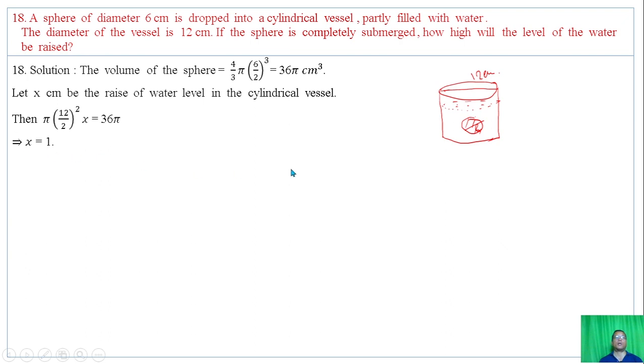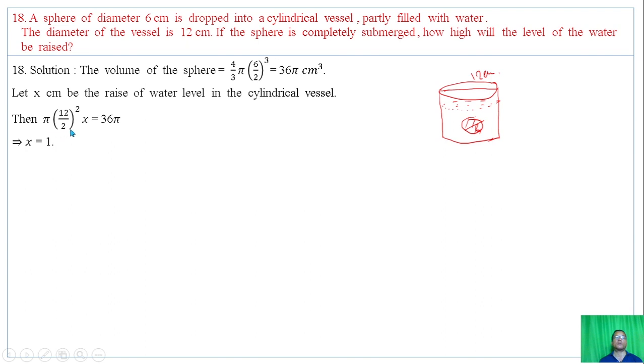Then x equals 1. The diameter of the basin is 12 centimeter. The sphere is completely submerged. How high will the level of the water rise?